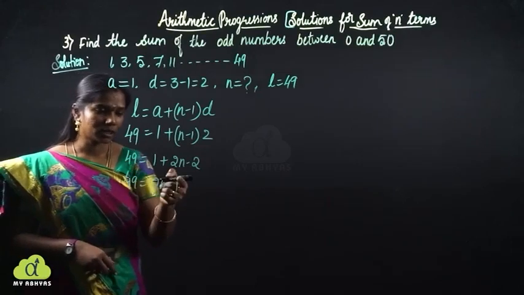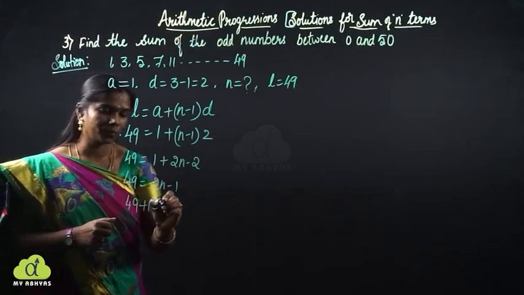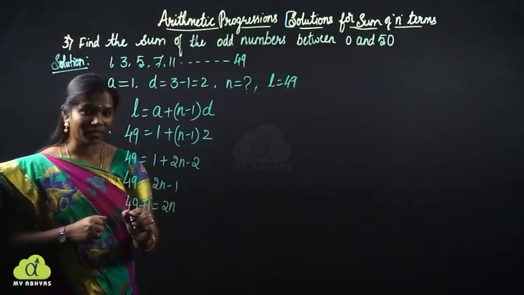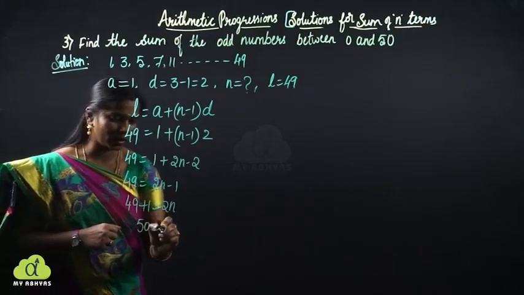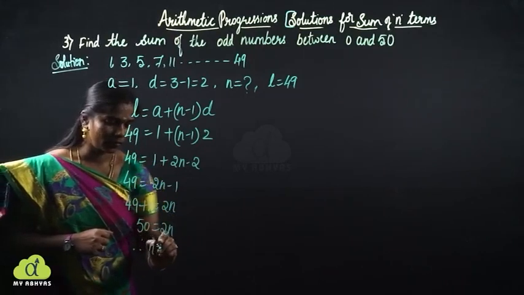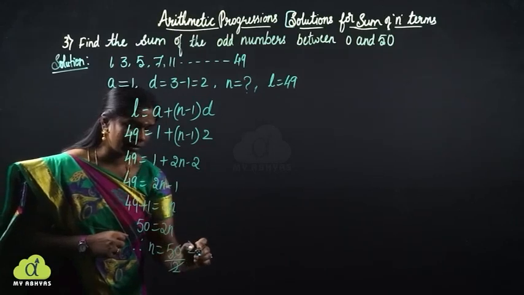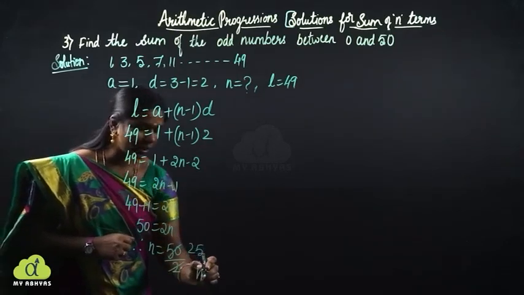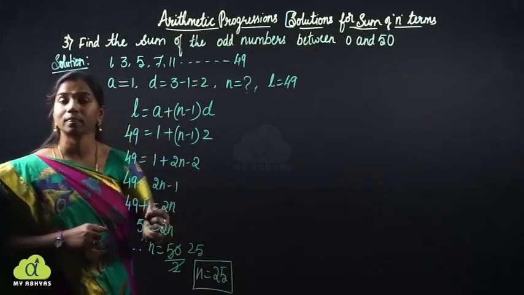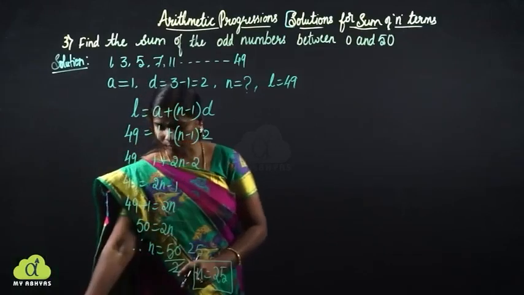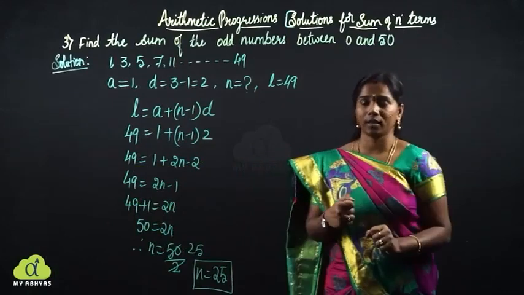Here, shift the 1 towards the left hand side. So what do we get? It is 50. You got the value of n. Therefore, n value is equal to 25. So it is 25. That means what? N is equal to 25, which means there are 25 odd numbers between 0 and 50. This is the meaning of this.